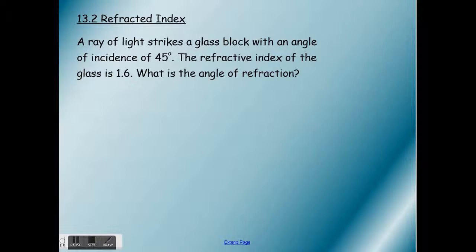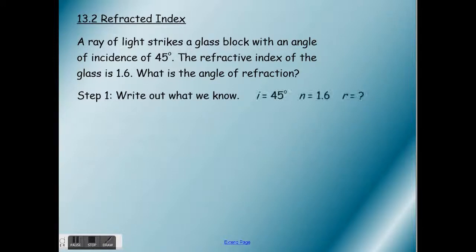So, a ray of light strikes a glass block with an angle of incidence of 45 degrees. The refractive index of glass is 1.6. What is the angle of refraction? For this, we use our formula. First we write out what we know. Our angle of incidence, I, is 45 degrees, n is 1.6, and R is a question mark because we haven't found that yet. Next, we write out our equation: n equals sine I over sine R.